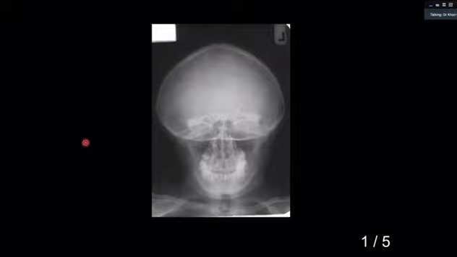Please, can you tackle this case? Okay, this is a frontal radiograph of the skull. There is abnormal shape of the skull vault. Maybe it's trigonocephaly or towering of the skull. The clavicles are normal in shape.